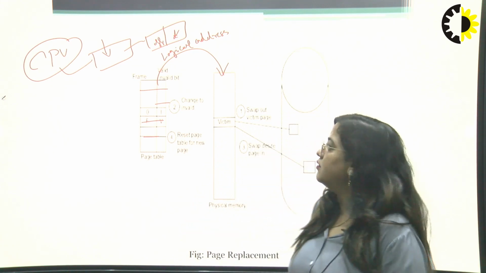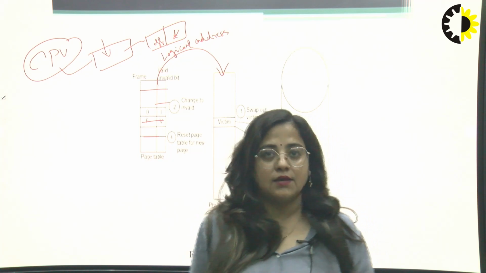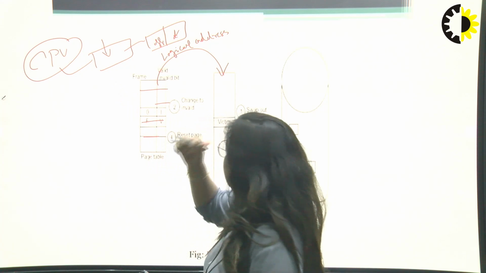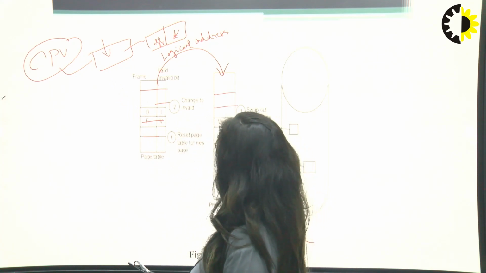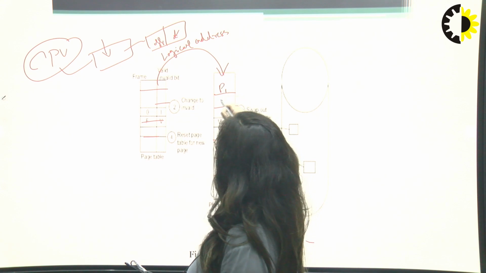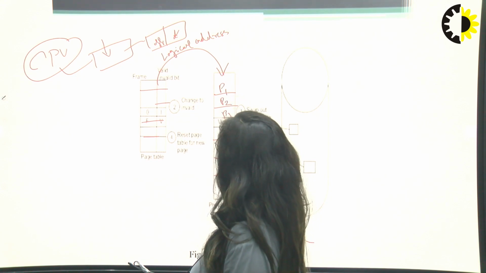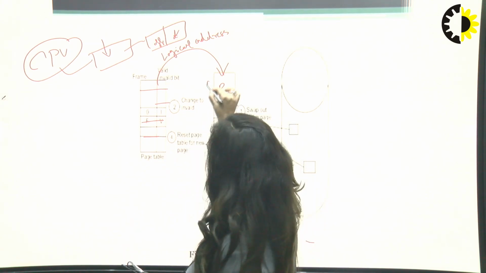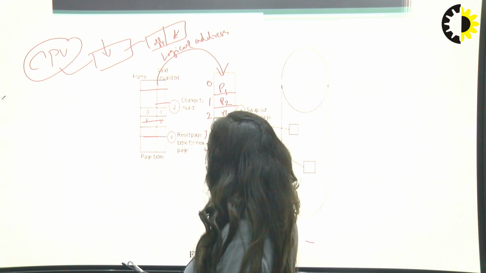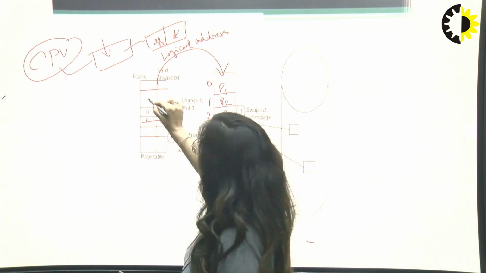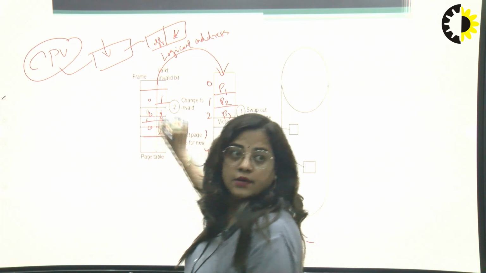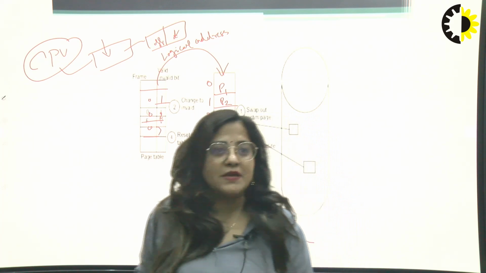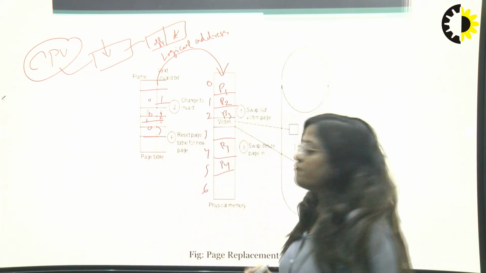Now the question is, why do we need the page replacement technique? First of all, the CPU demands a page. Let's suppose here there are different pages, P0, P1, P2, P3 and P4. These are stored against the different frame numbers 1, 2, 3, 4, 5, 6, and these frames store the different process pages included in physical memory.